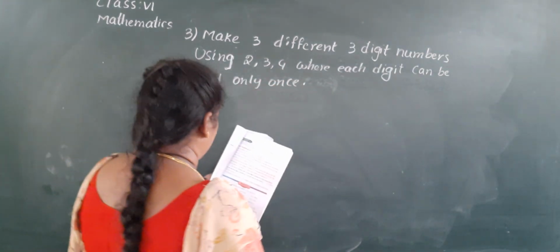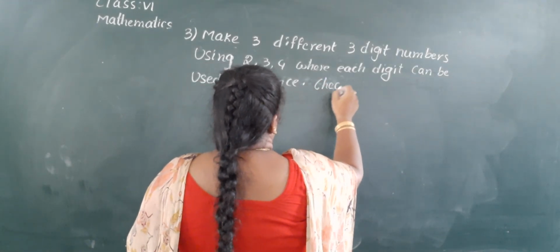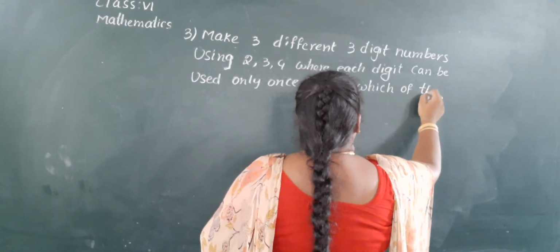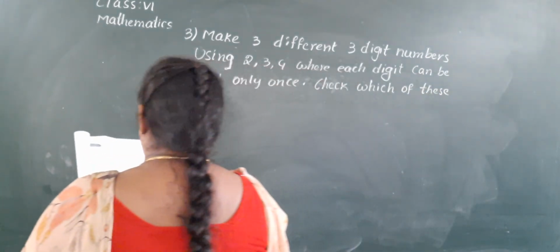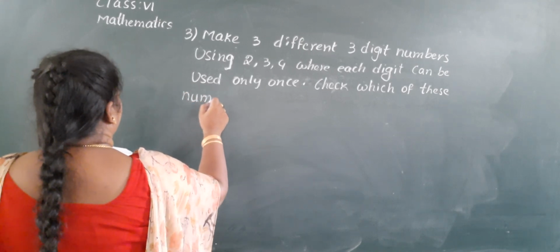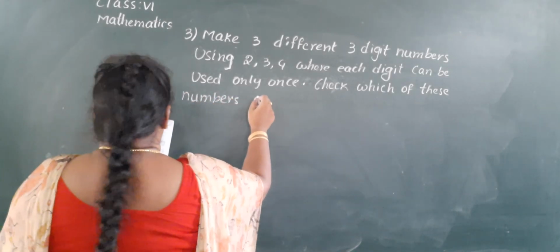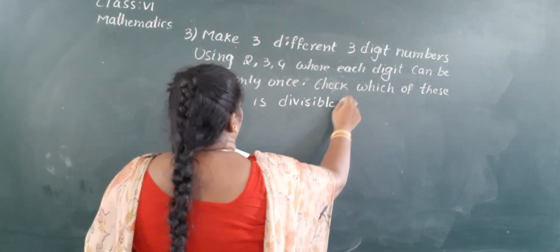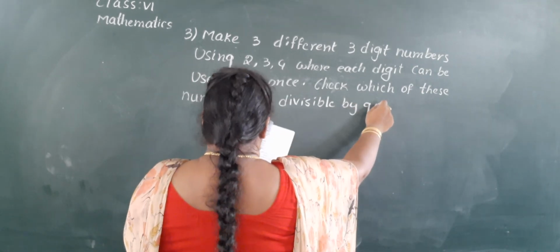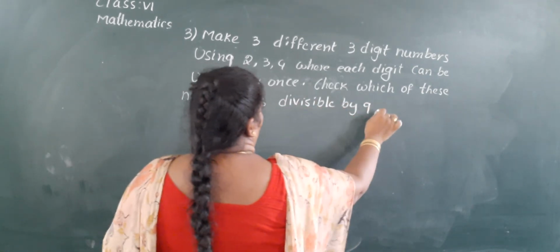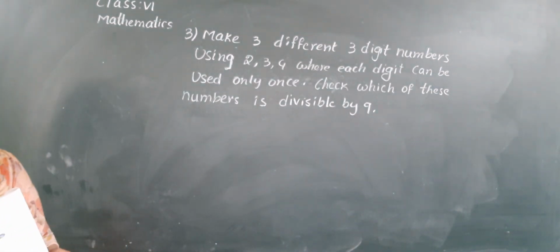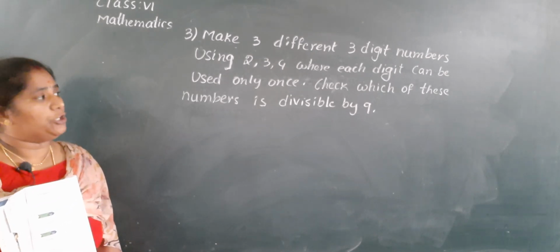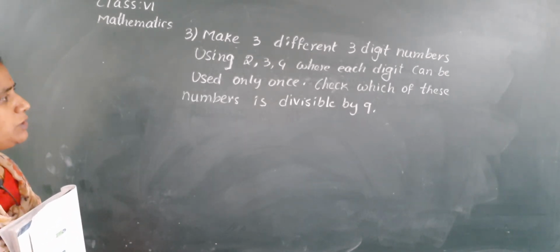Check which of these numbers is divisible by 9. Divisible by 9. So this is the third question, Nana. So make 3 different 3-digit numbers using 2, 3, 4, where each digit can be used only once.